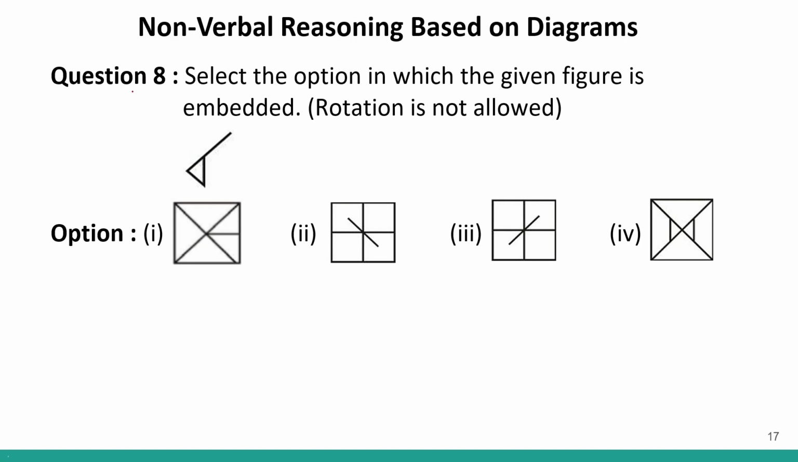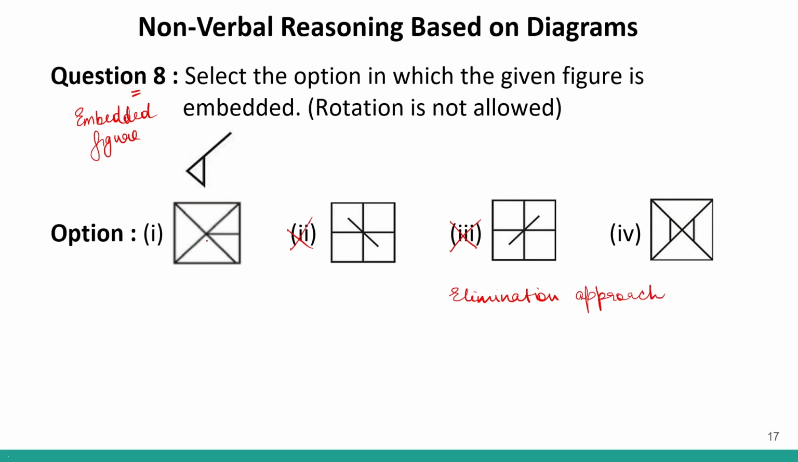So this is question number 8. Question number 8 is an embedded figure question. Embedded figure means a figure is given to us, this, and this is embedded in one of the 4 options and we have to find out which option bears the same figure. So clearly when I look at option number 2 and option number 3, I cannot see anywhere this figure can be embedded. So option number 2 and option number 3 are eliminated. This is the elimination approach.